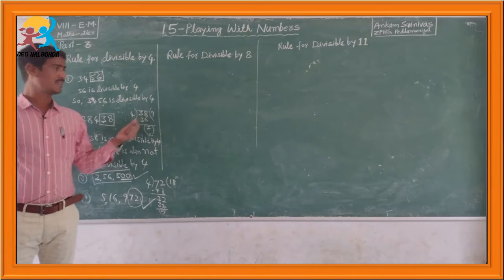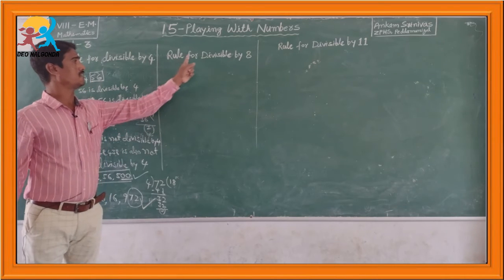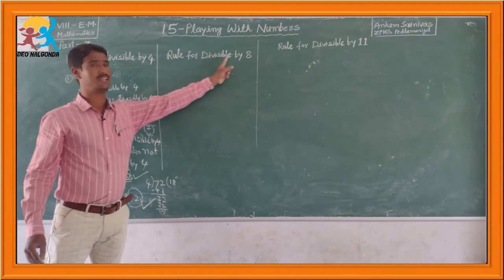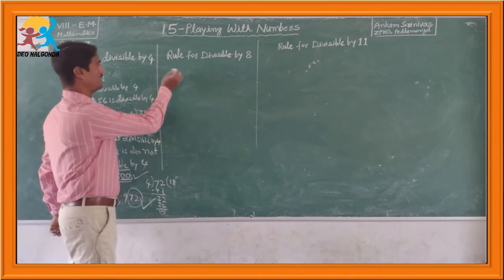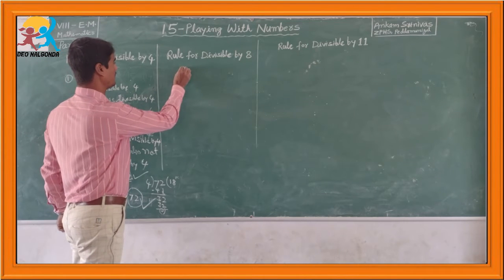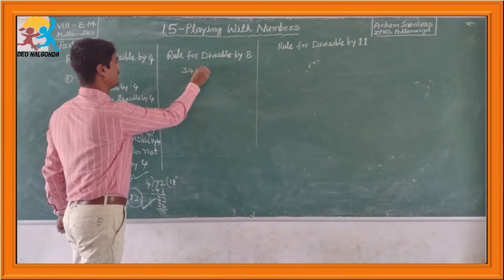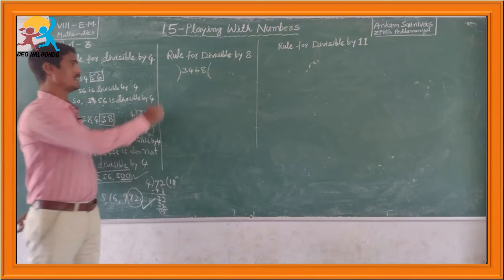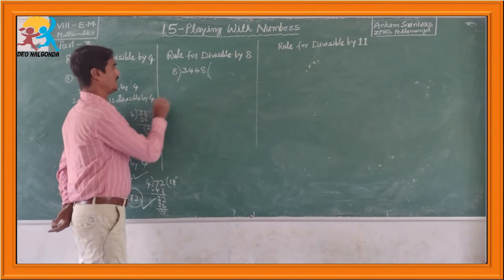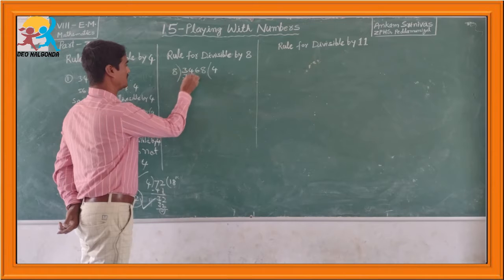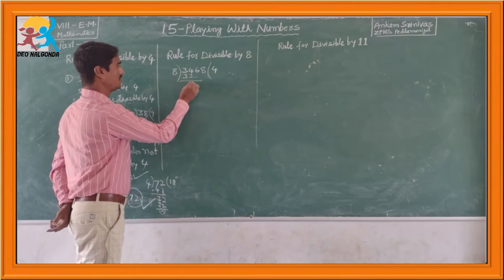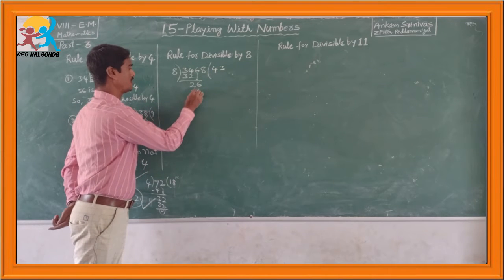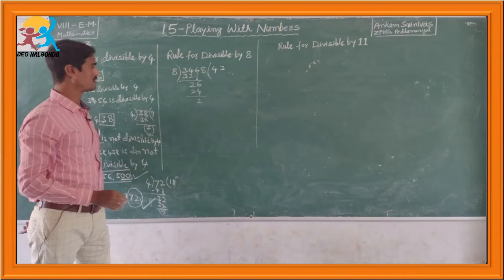Very easy, you know. Now check another rule, the divisibility rule for 8. Take one example problem: 3,468. Check whether it is divisible by 8 or not in simple division. 8 4s are 32. Here 4 minus 2, 2. Here 6. And 8 3s are 24. 26 minus 24, 2.